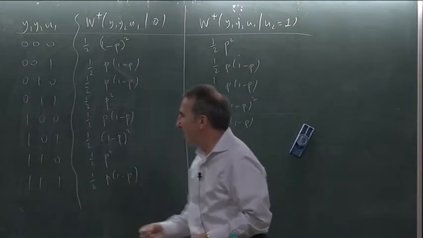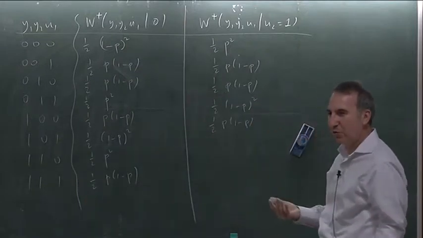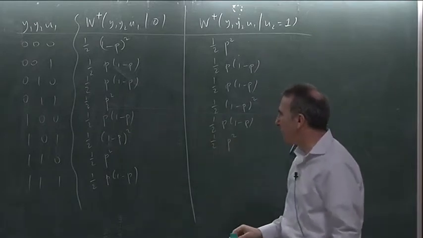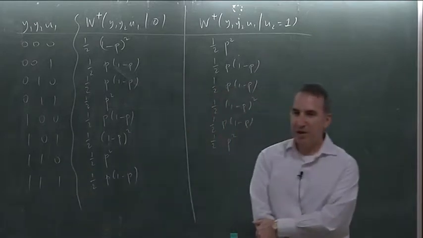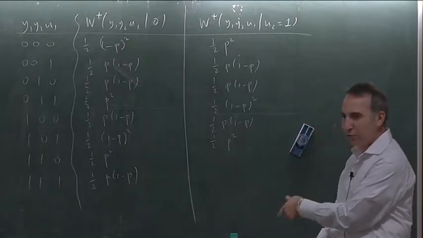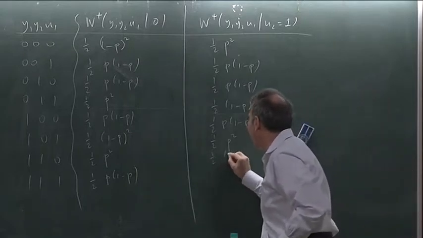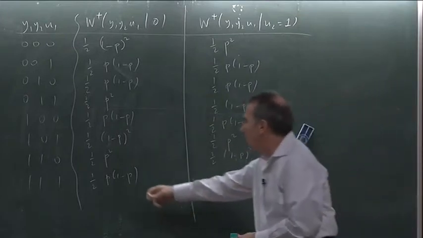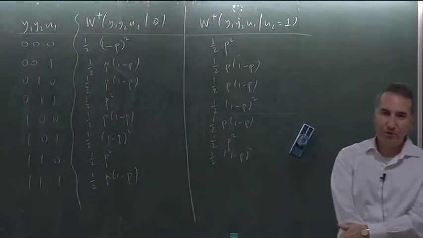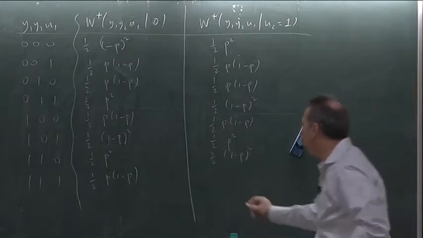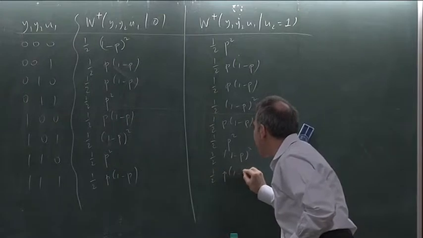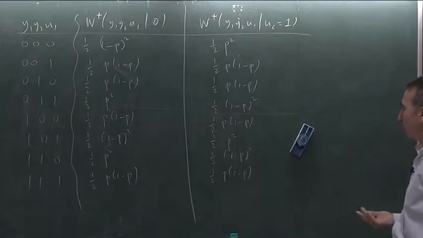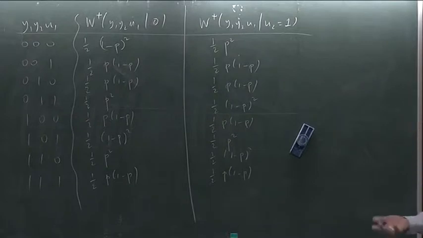Here we are sending 0, 1. We ask to get 1, 0. p squared. Here we're sending again 1, 1. We ask to get 1, 1. 1 minus p squared. And here we are sending 0, 1 and ask to get 1, 1. 1 minus p. All right, good.